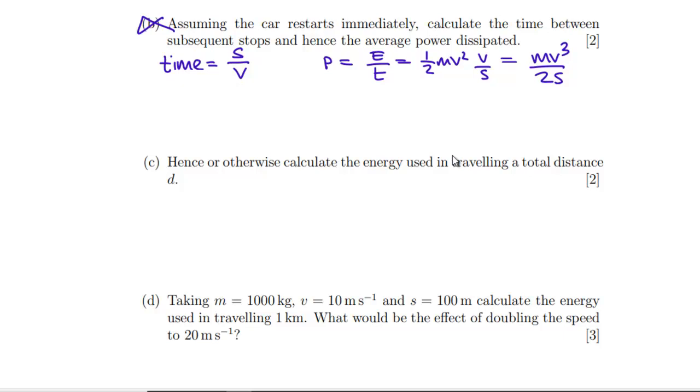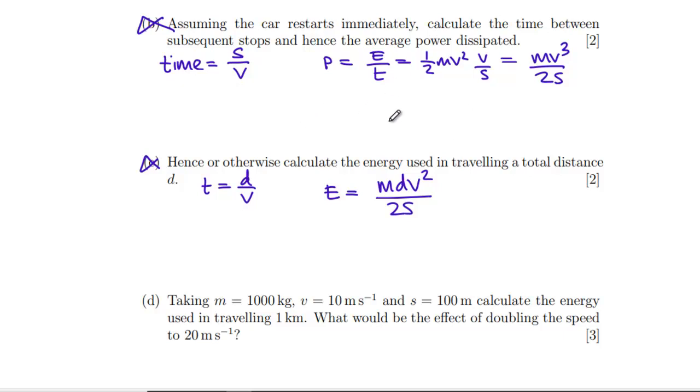C, hence or otherwise calculate the energy used in travelling a total distance d. Right, a total distance d, the energy used, so we want power times time. The time is going to be equal to the distance over the velocity. So the energy is going to be equal to the power multiplied by that, so that is going to be mdv squared, because we're cancelling that v, over 2s. That's good. Taking m is that, v is that, s is that. Calculate the energy used in travelling 1 kilometre.